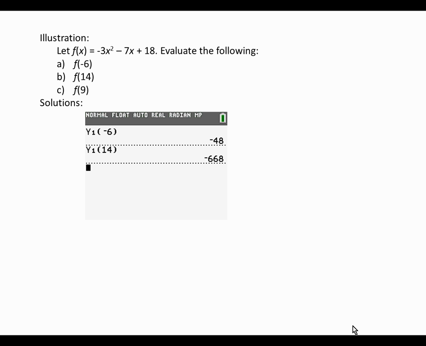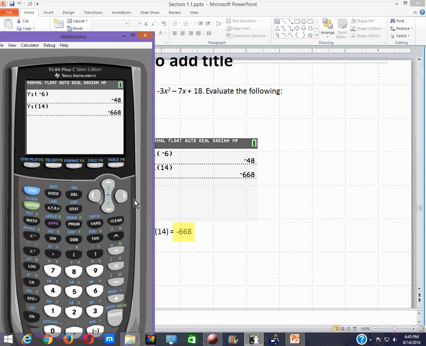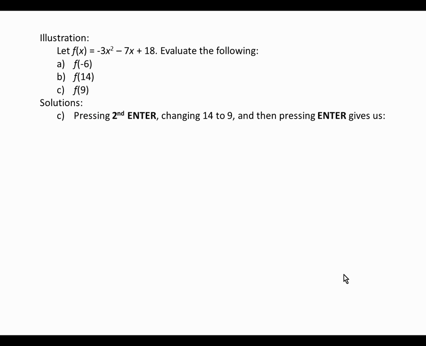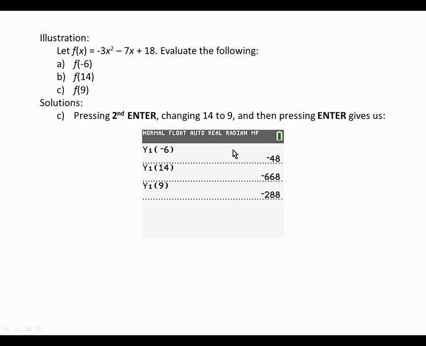And for f of 9, I can do second Enter again. I want to change the 14 to a 9, so let me type over and have 9. Now I have to get rid of that 4, so let me just delete it and press Enter. So f of 9 is -288. This is a lot quicker than trying to do all 3 by hand. So f of -6 is -48, f of 14 is -668, and f of 9 is -288.